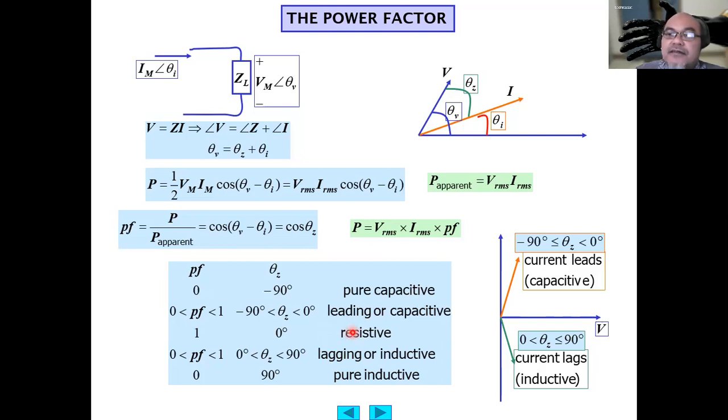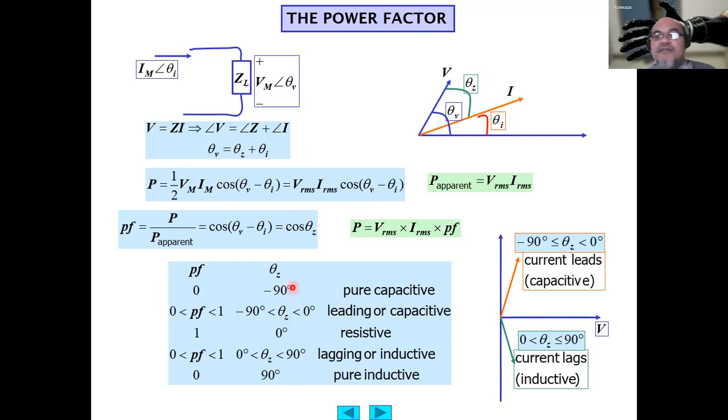When theta Z is exactly equal to minus 90 degrees, the power factor, cosine of minus 90 degrees, equals 0. It happens when the circuit is purely capacitive.